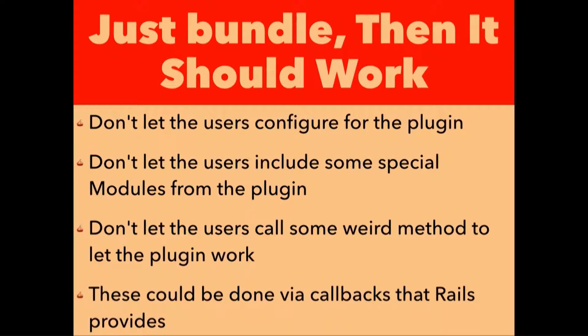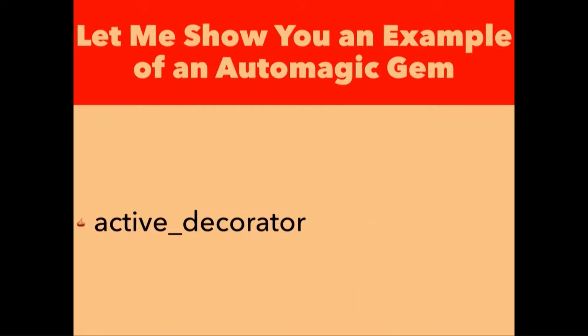What I mean by autumn magic is just bundle and play. I don't like plugins that let the users configure or write some code before using the plugin. I mean, like you need to include this module, you need to declare something in your models. I don't like that style. So let me show you an example of how I do it in my gem.